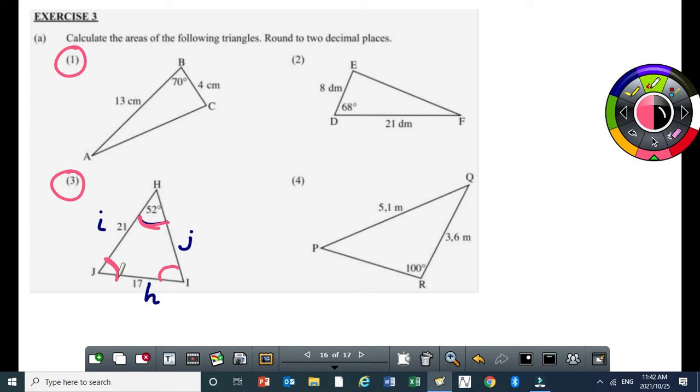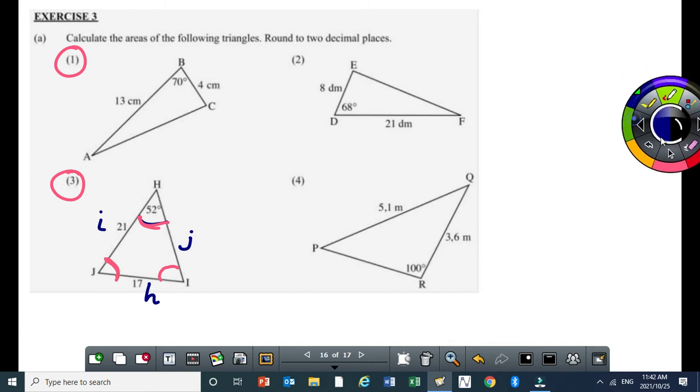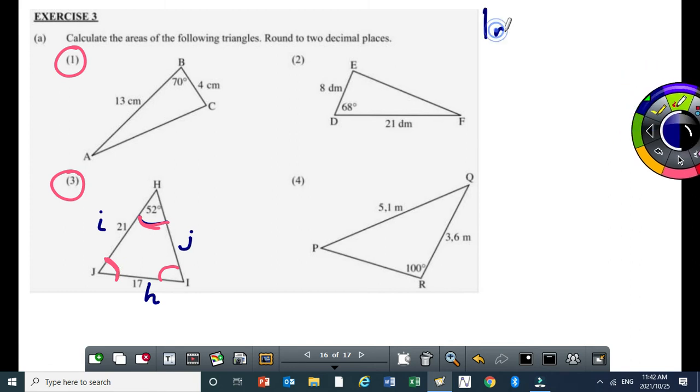You see what I'm saying? I think that would be the easiest way. So let me calculate the size of this angle I, then I'll calculate J, then I'm done. I'll calculate my area. Right? So if we do that, it means I'll say in triangle HIJ.